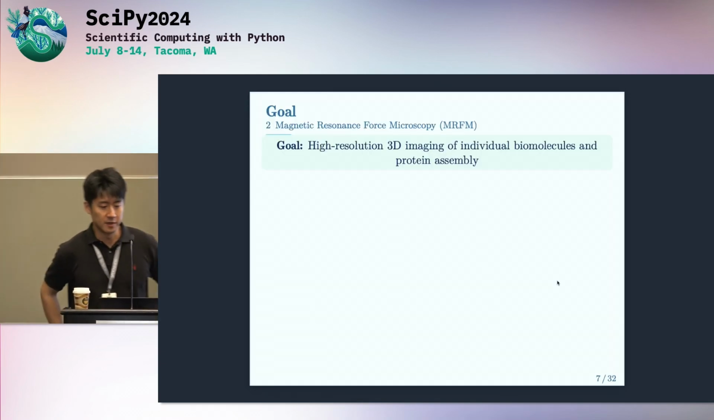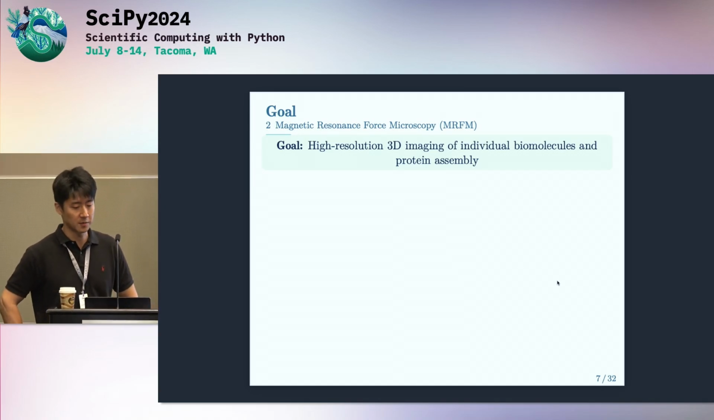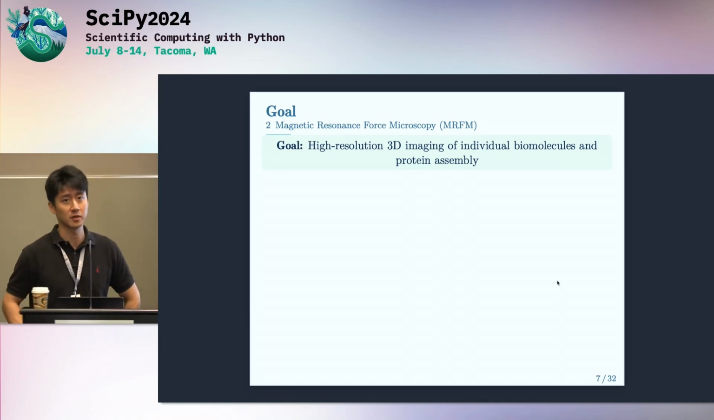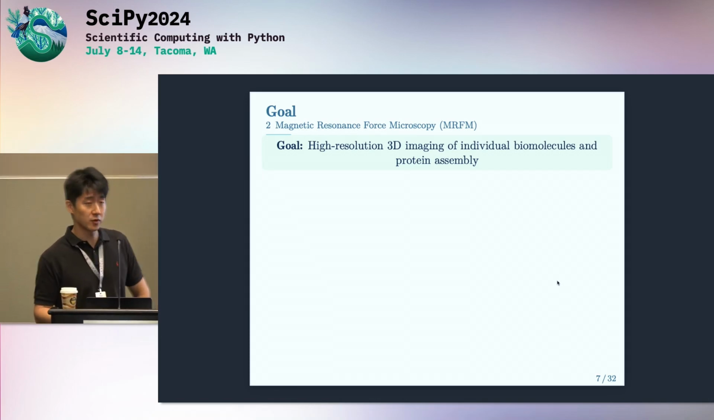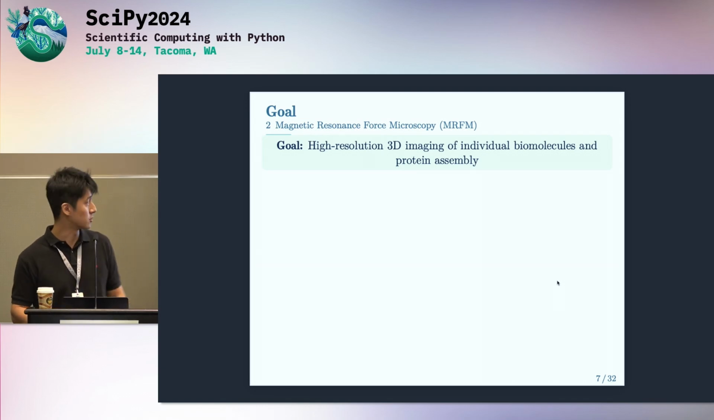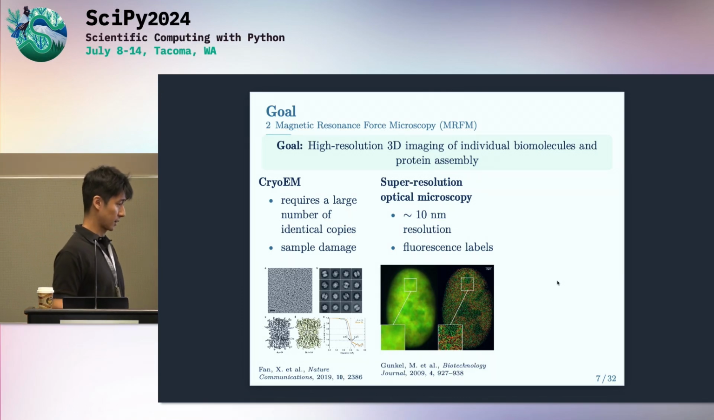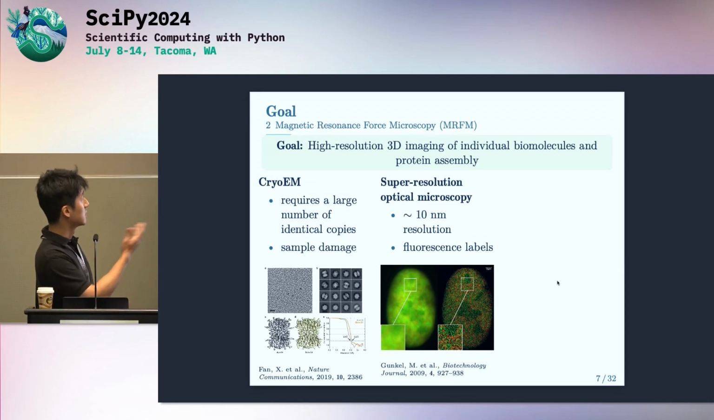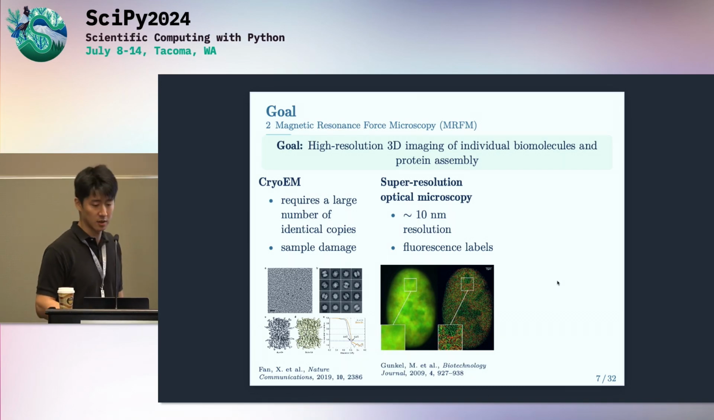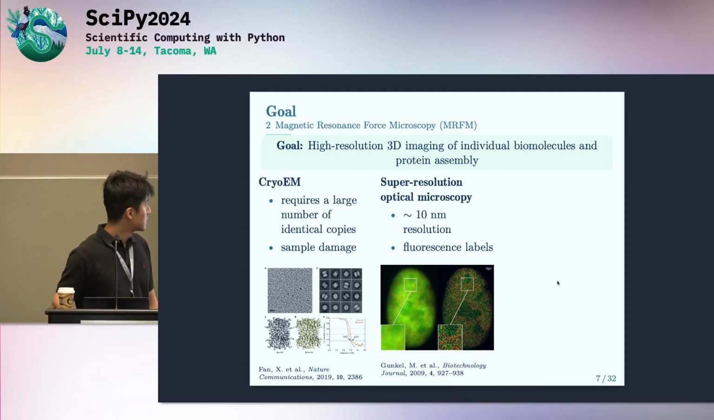The goal of magnetic resonance force microscopy is to have high-resolution 3D images of individual biomolecules and protein assemblies. This is very important for biological studies, for drug design and drug delivery systems. Typically, these days, you would think about two major techniques to get these high-resolution 3D images. One is cryo-EM, which uses electron microscopy, and the other is super-resolution optical microscopy.